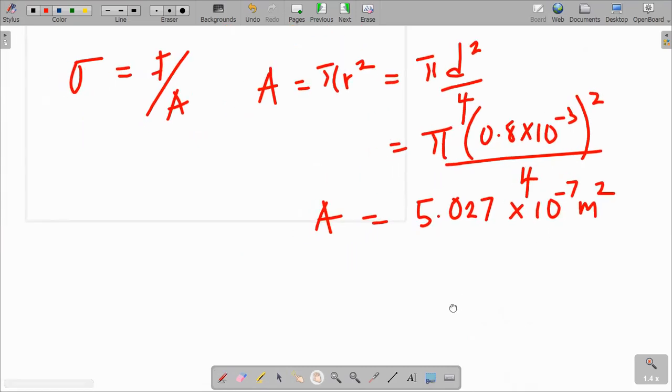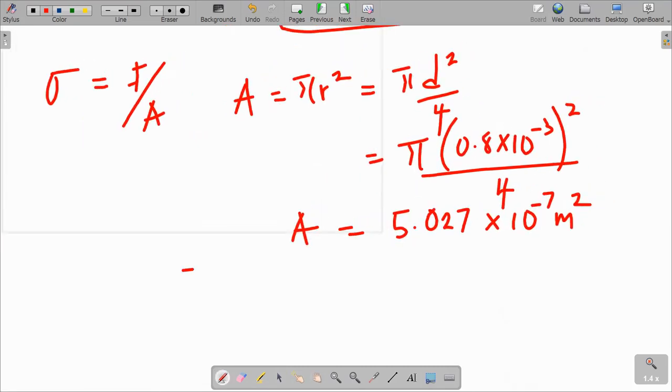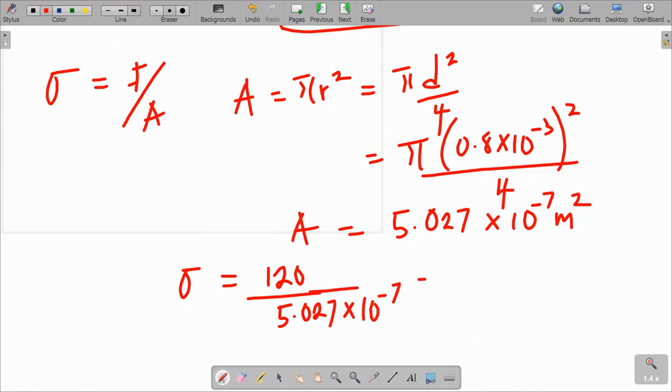So we go on to solve for the stress. The stress will be equal to the force. The force was given as 120 Newton divided by the area, which is 5.027 times 10 to the power of minus 7. So we'll quickly punch this into our calculator. So this gives 2.39 times 10 to the power of 8 Pascal.